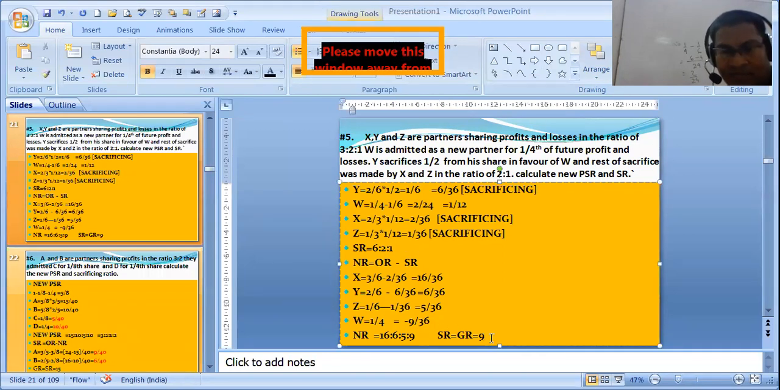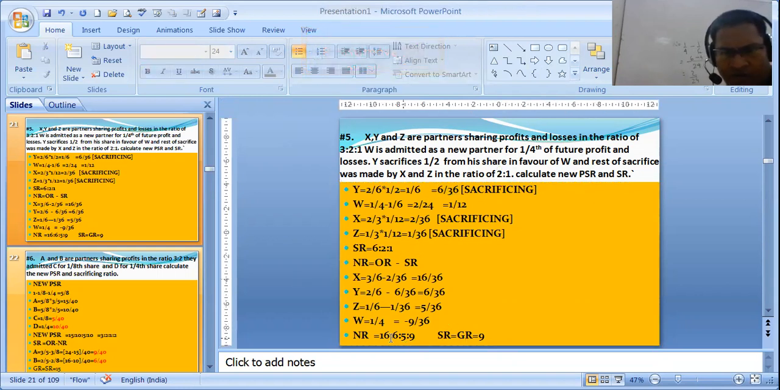We have to make the same denominator to compare this. 36 over here, the denominator. Over here also see 36 the denominator. 2 by 36, 1 by 36 and 6 by 36. So our denominator is coming same. So our new ratio is 16 is to 6 is to 5 is to 9. And SR is equal to GR.